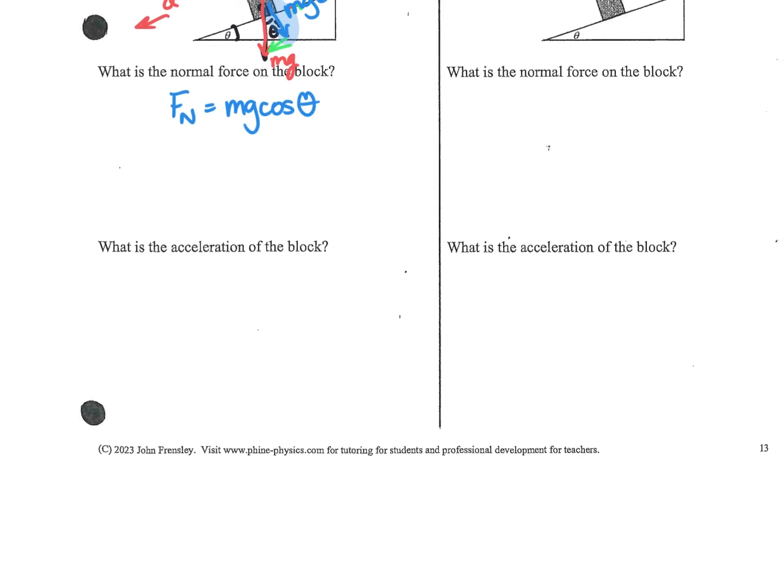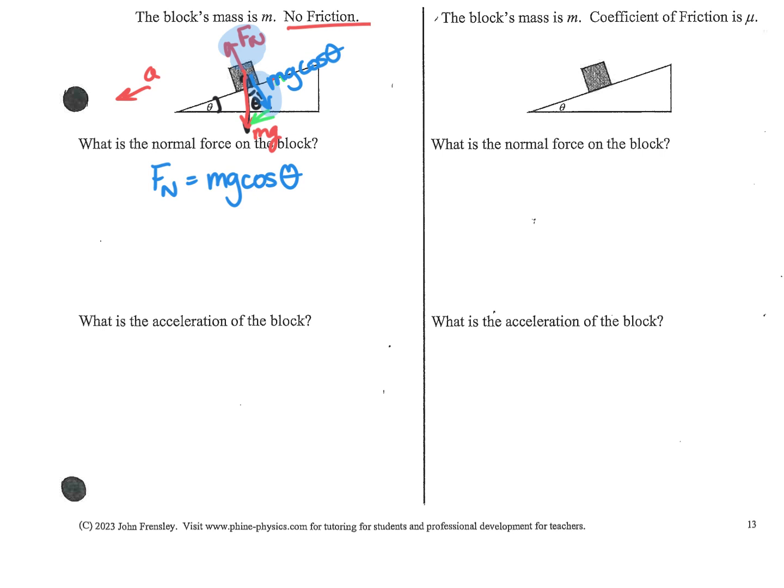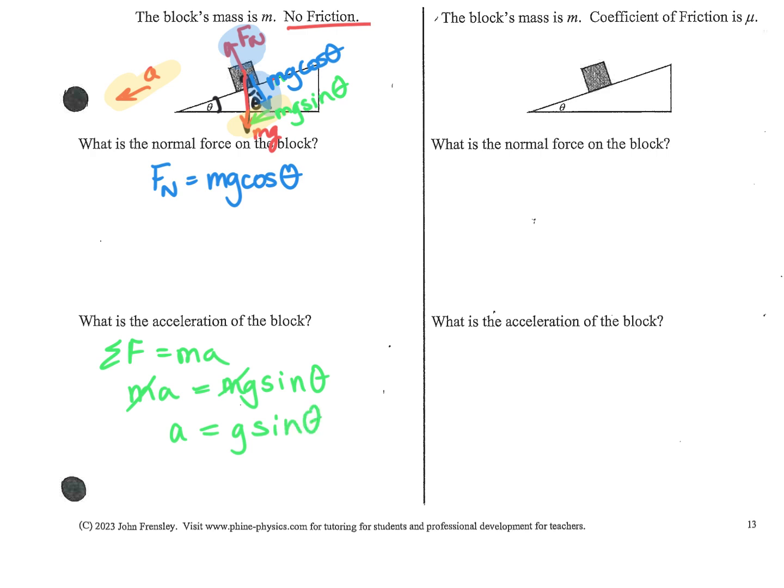Okay, what's the acceleration of the block? Well, the acceleration of the block is going to be the thing that was in the direction of the acceleration, which in this case would be what? mg sine theta. Okay, so the sum of forces, which is equal to MA, is equal to mg sine theta, and the m goes away. So the acceleration is just g sine theta.